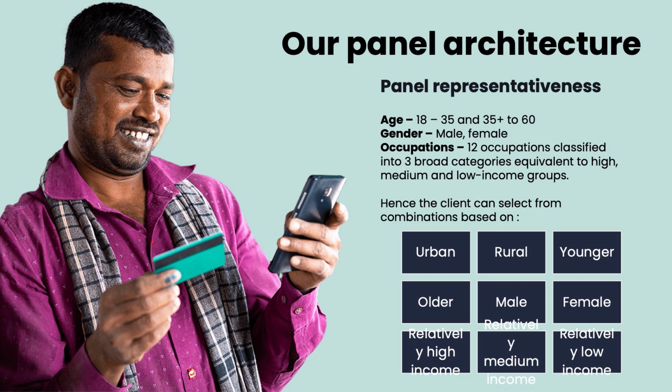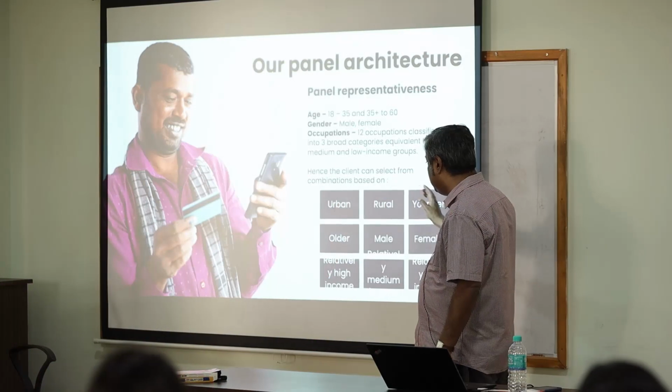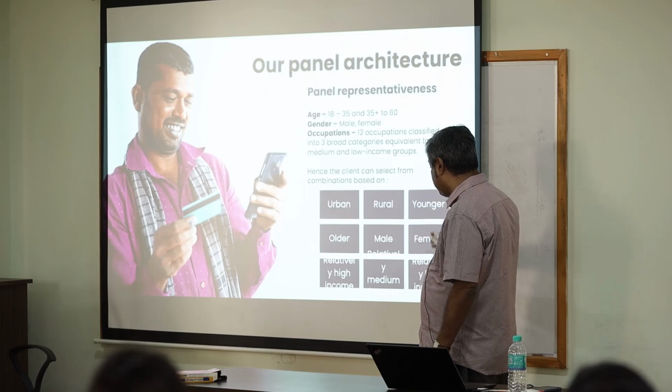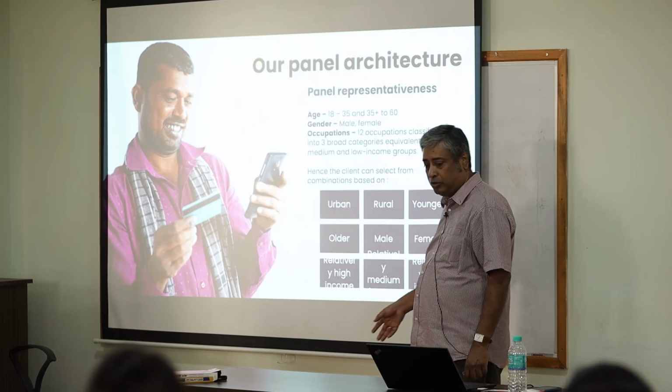And then the data is distributed like this: urban, rural, younger, older, male, female, relatively high income, relatively medium income, relatively low income.